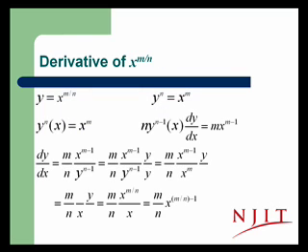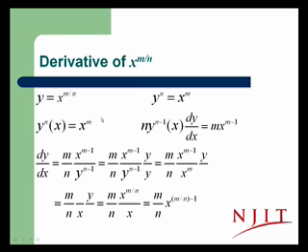Another application of implicit differentiation is to find the derivative of x to a fractional power. Consider that m and n are whole numbers. If y is equal to x to the m over n, we can raise both sides to the nth power, giving us on the left y to the n, on the right x to the m over n to the n, which is just x to the m. So we have y to the n is equal to x to the m.